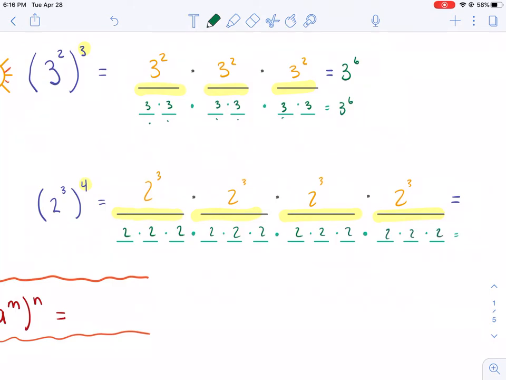How many 2's do we have multiplied together? We have 3, 6, 9, 12. So this becomes 2 to the 12th power. So in the top, we have 2 to the 12th power. What is the pattern here?